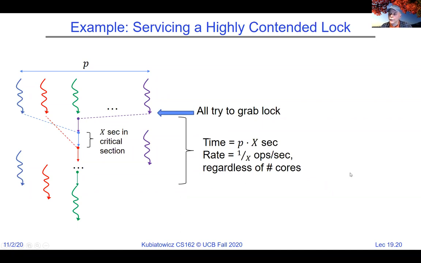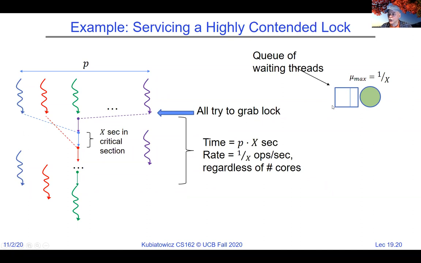So this is certainly an example we can think about here. Mu max is 1 over x in this case, and the threads get queued up there. If we have more threads coming in at a rate faster than 1 over x, then we know that the queue is going to build up without bound and we're never going to make it. That analysis is hopefully familiar from earlier in the term.